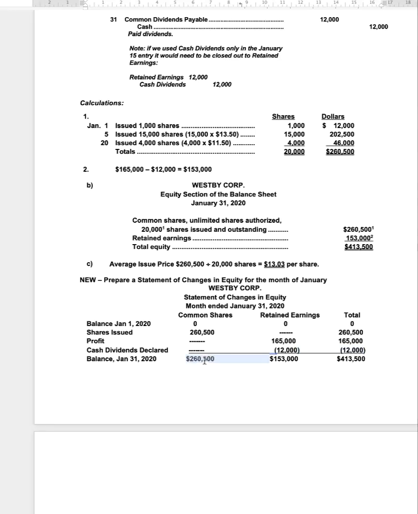So now you'd have $260,500 in common share equity at the end of January. You'd have retained earnings of $153,000. So these two numbers together are $413,500, and these 3 numbers here in the total column would also give you $413,500. And notice again, normally we would do the statement of changes in equity before the equity section, and these down here would be the numbers that we would put in here.